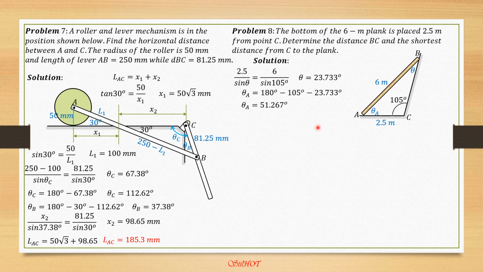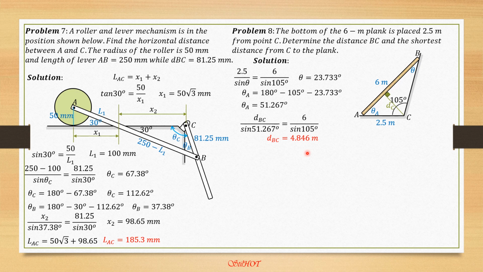Then by sine law again, to solve for distance BC, distance BC over sine theta A, which is 51.267, equals 6 over sine 105. So distance BC is 6 times sine 51.267 divided by sine 105. So distance BC is 4.846 meters.